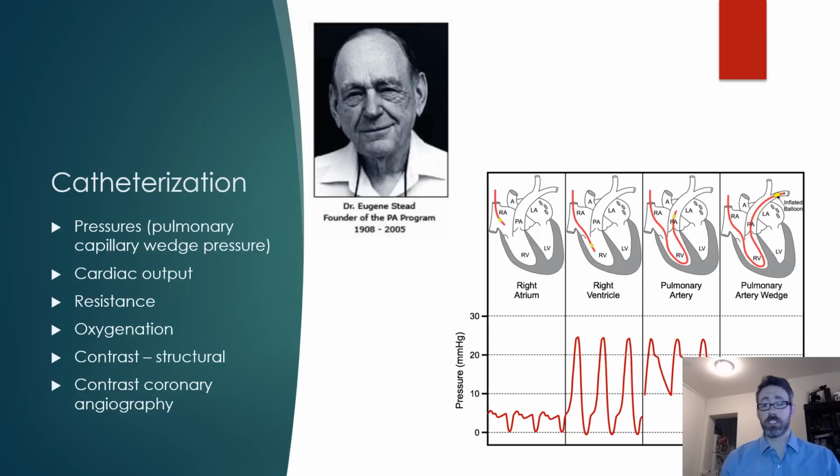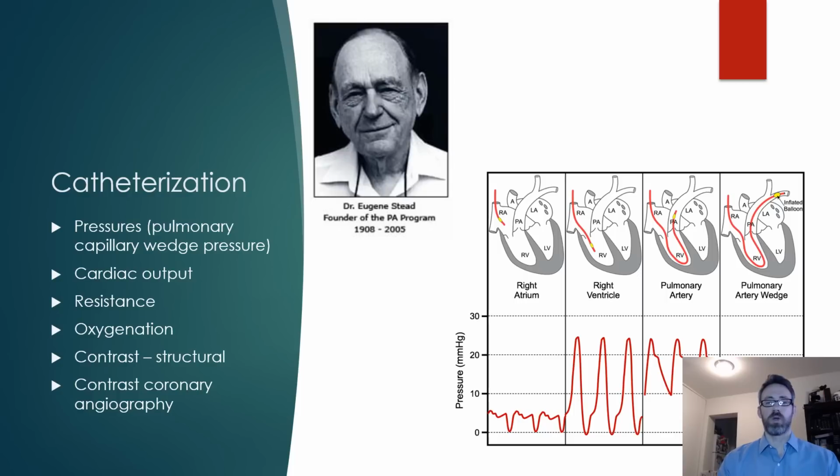All right, so catheterization. This is another common one that's used by many hospitals. Something you might see in, say, the ICU. It's also used for surgical purposes, like coronary angiography, for example. And I started with this picture here of Eugene Stead, who is the founder of the PA program. And I think it's an interesting bit of history because in the 1940s, he had established this, and he also paved the way for a lot of what we currently use for catheterization. So he was an integral part of how we use catheters now.